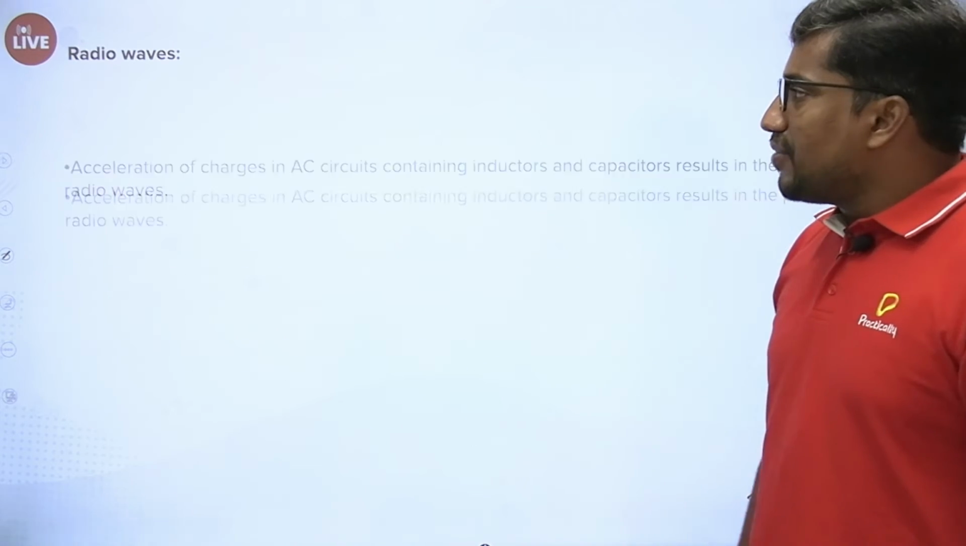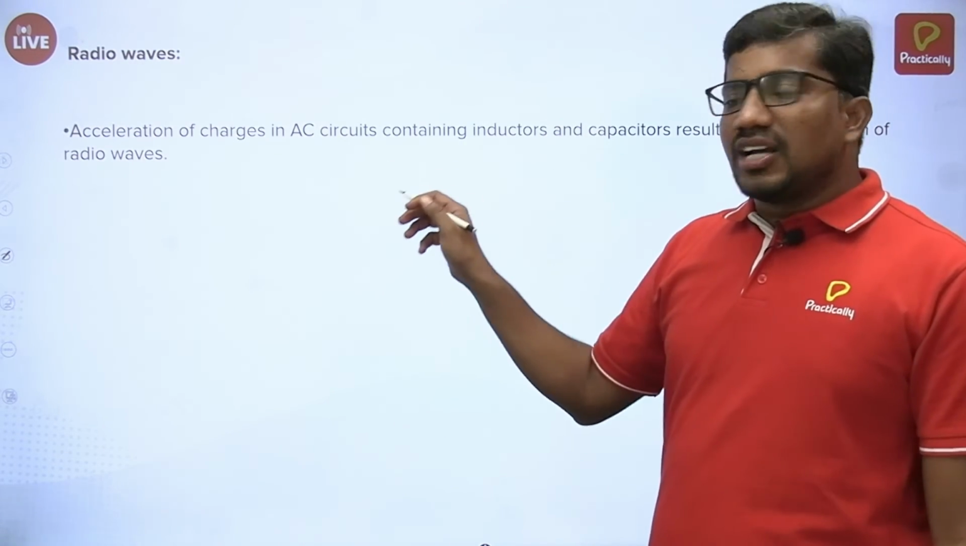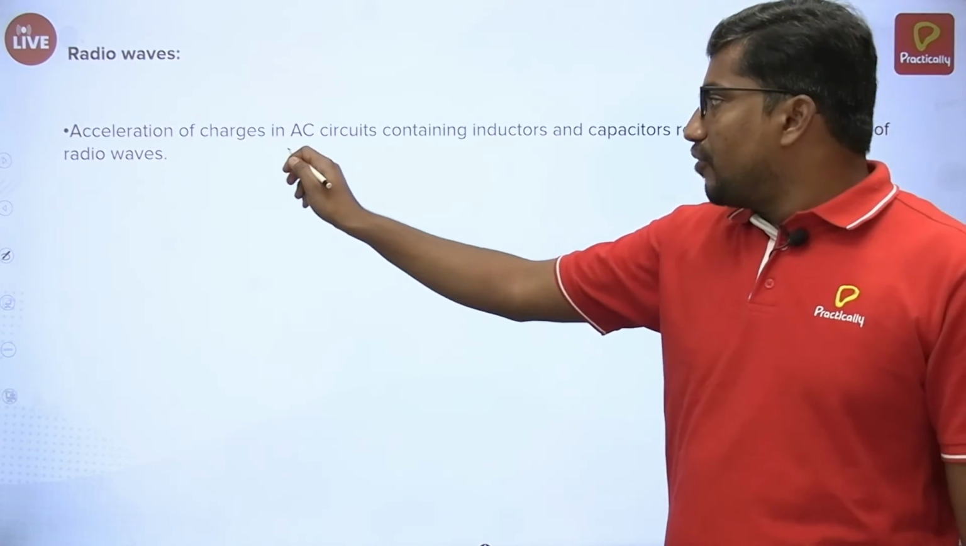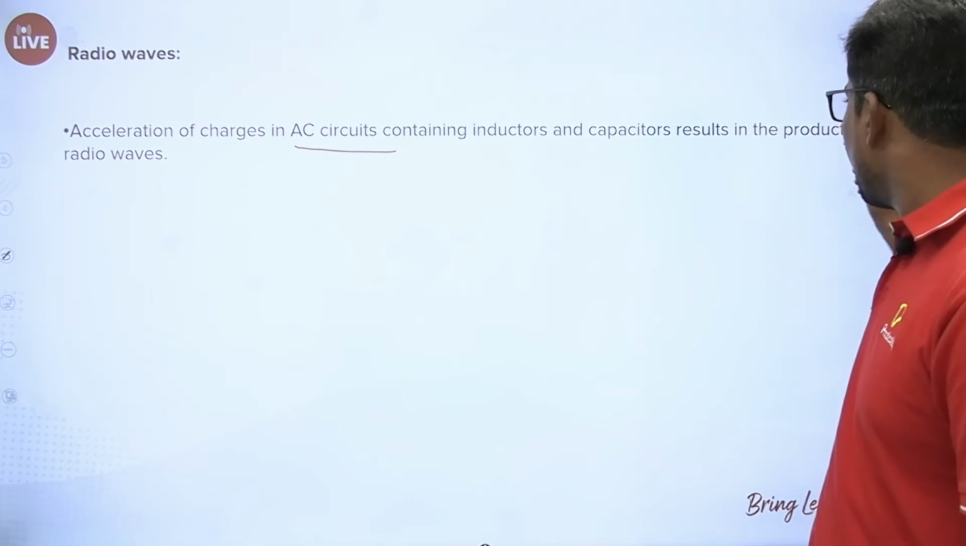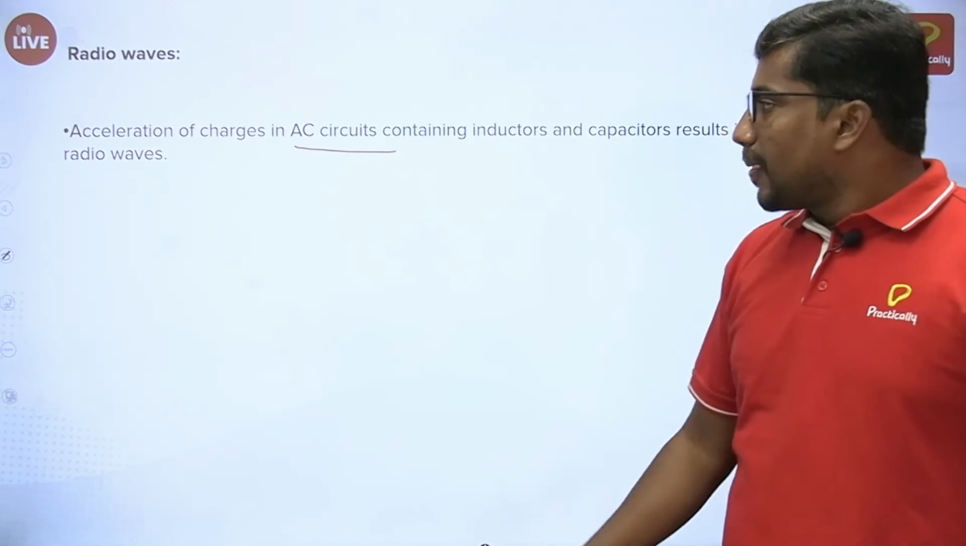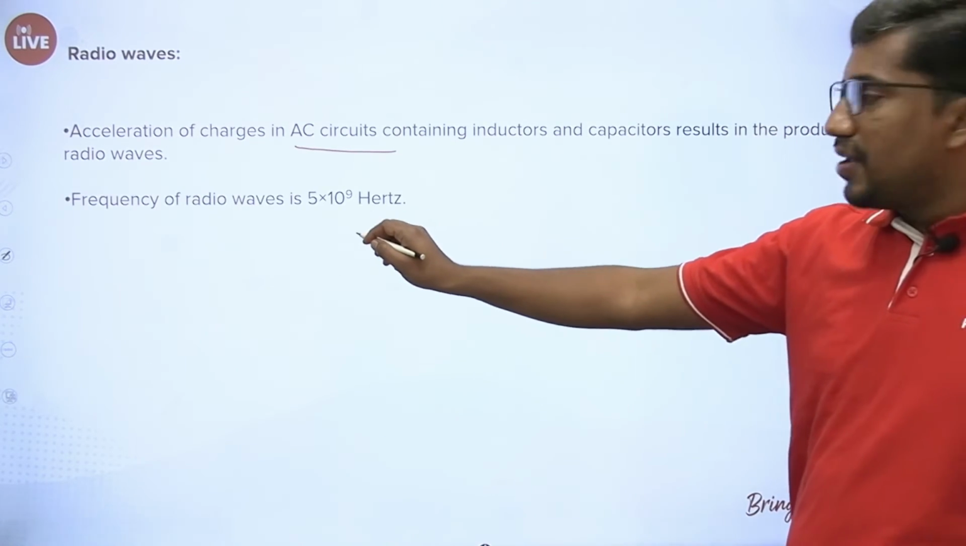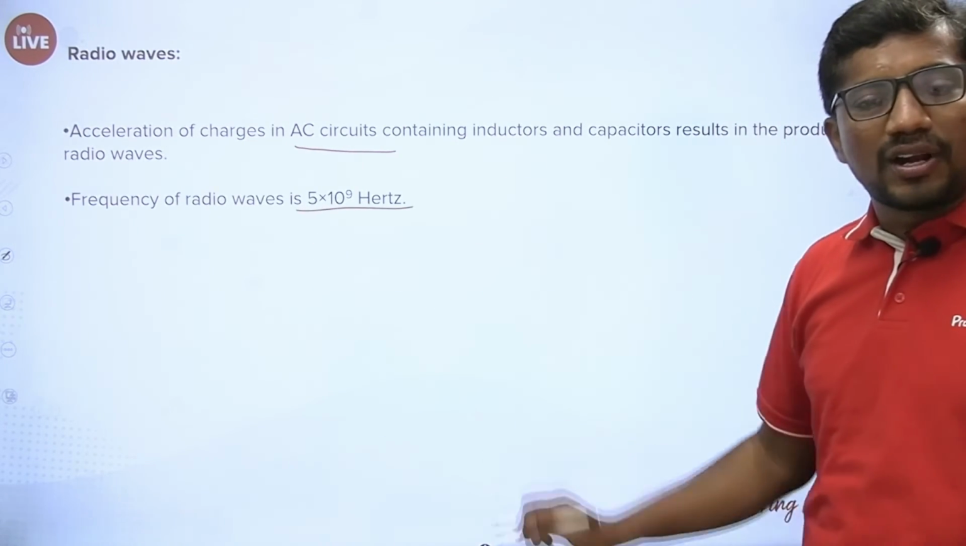Radio waves here. Accelerating charges can produce radio waves. Accelerating charges in AC circuits containing inductors and capacitors can produce radio waves. And the frequency of the radio waves is in this order, 5 × 10^9 hertz.